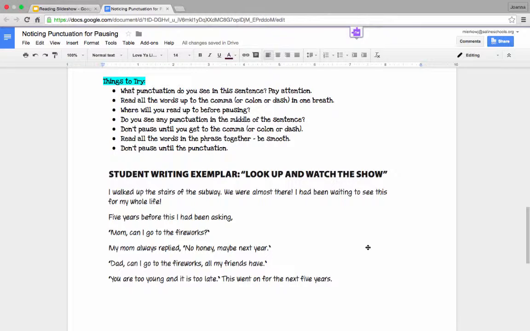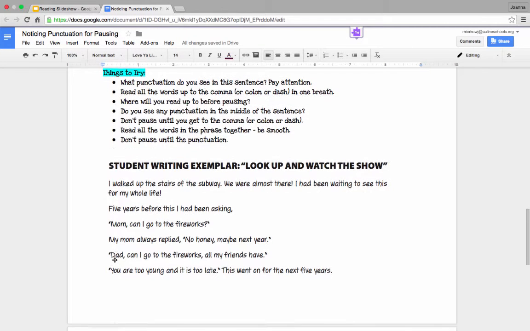I walked up the stairs of the subway. We were almost there. I had been waiting to see this for my whole life. 5 years before this, I had been asking, Mom, can I go to the fireworks? My mom always replied, No, honey, maybe next year. Do you see how I use those commas right here to pause? Dad, can I go to the fireworks? All my friends have. You're too young and it's too late. This went on for the next 5 years.